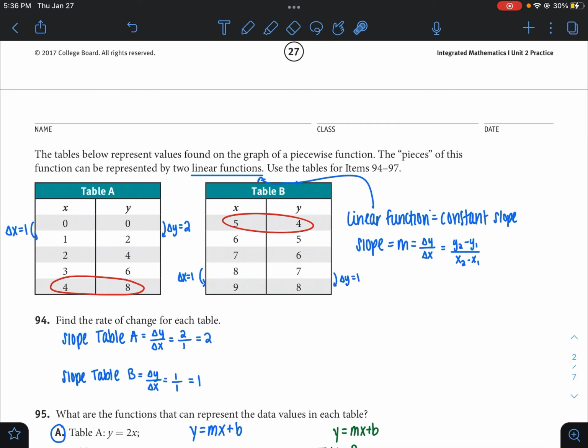Same thing here, table B, they both have a slope of 1, but one has a minus 1 and one has a plus 1. So how do I find out these equations? Well, what we can do here is we can take our y equals mx plus b. We can pick any coordinate. So again, I circled the ones I picked. This is 4, 8, and 5, 4. All right.